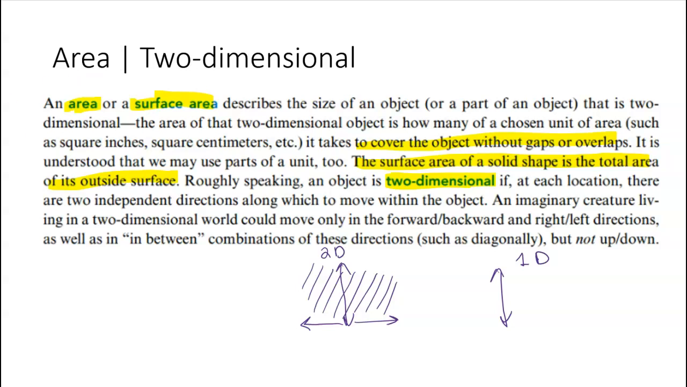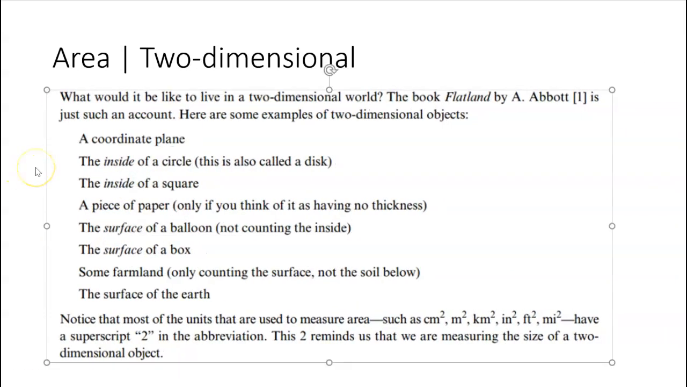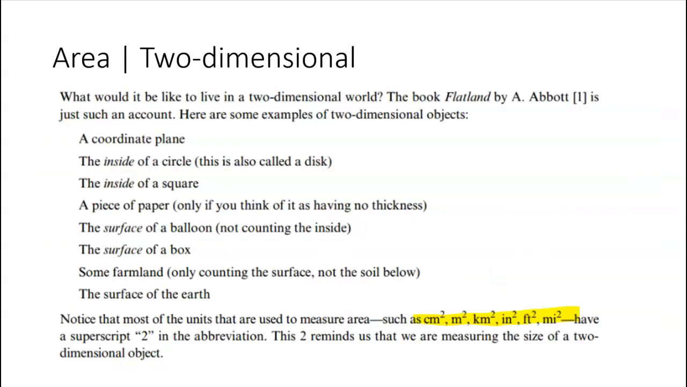But it can't go up and down, right? I can't get off the page. I can't go in those directions. So here are some two-dimensional objects, you know, the inside of something, the surface of something. And remember that we use that exponent of 2. All right, and that's another way to remember two-dimensional objects.